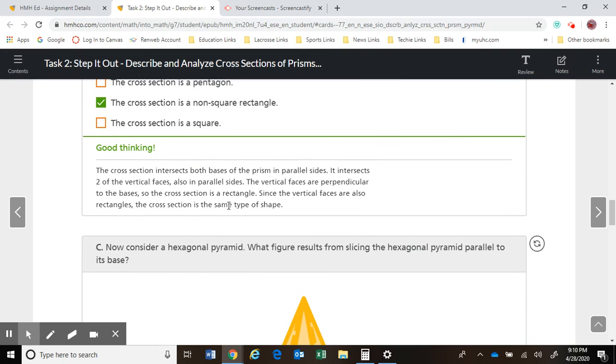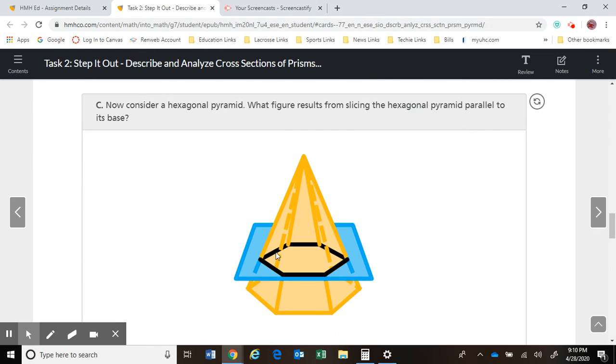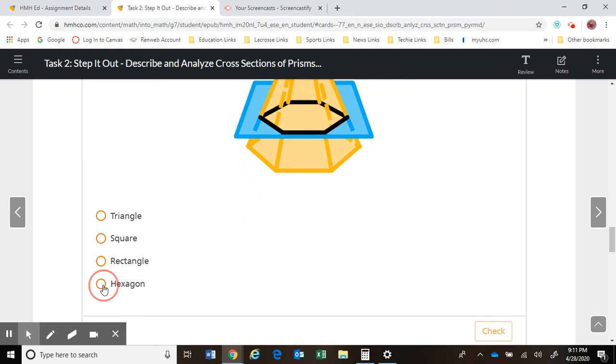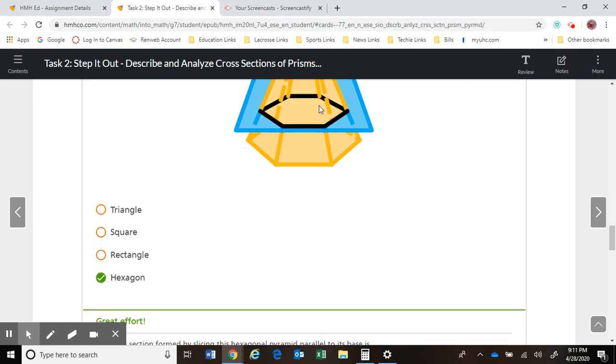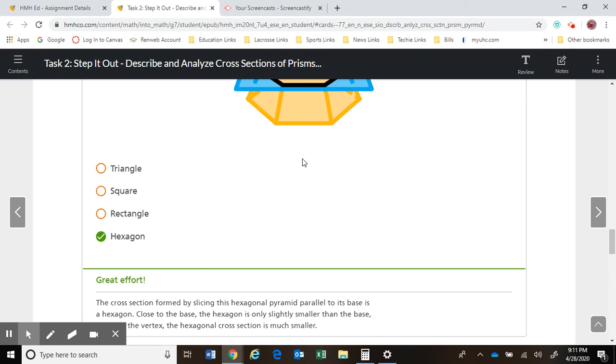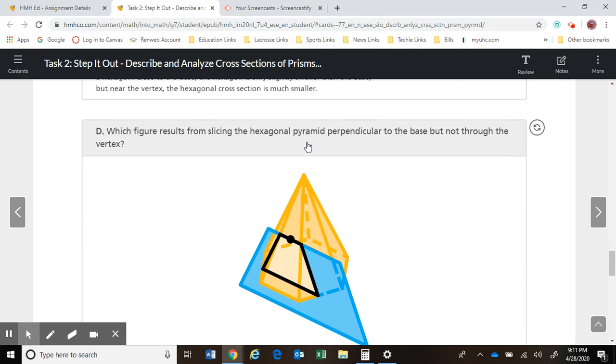Now let's take a look at a hexagonal pyramid. A hexagon is a six-sided shape. Count those sides: 1, 2, 3, 4, 5, 6. Same deal. Let's slice through it parallel to the base, or horizontal. What shape is created? Yeah, you see it, the same exact shape. That's a hexagon, right? Now, what do you think is going to be created here? When we go through here, what shape is this?